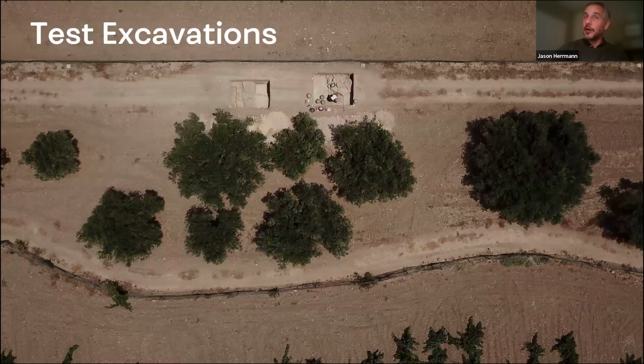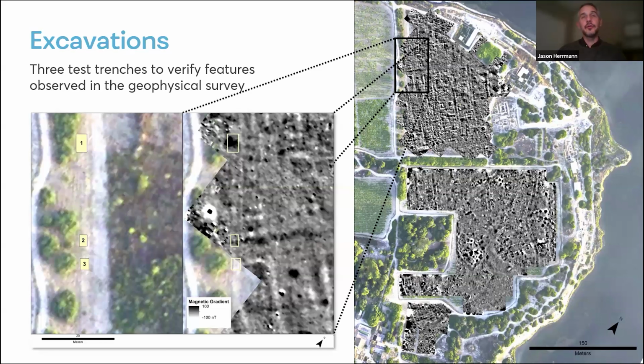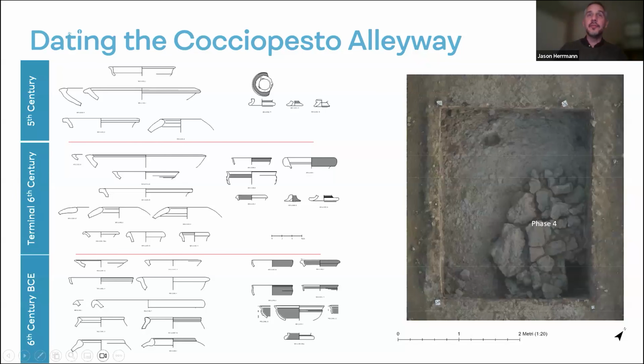We excavated to verify some of these things, and I'll just skip ahead to show you some of our most salient results. They come in this area where we put a trench in to bisect, to kind of catch the wall of one of these houses, one of these segmented buildings, but also the alleyway.